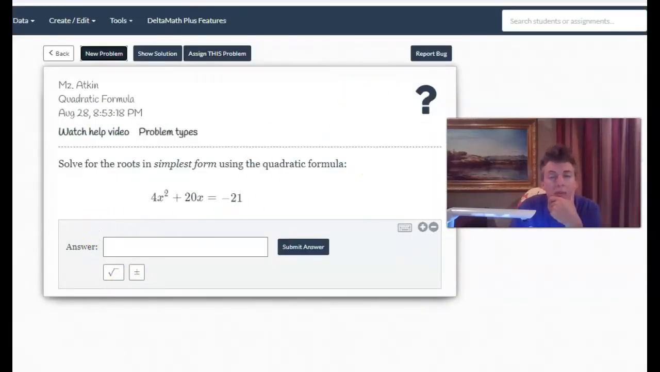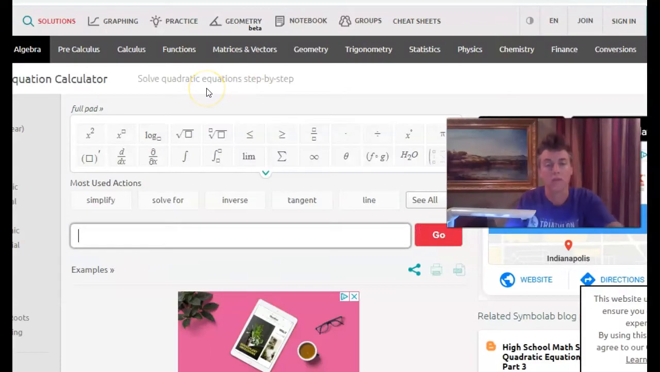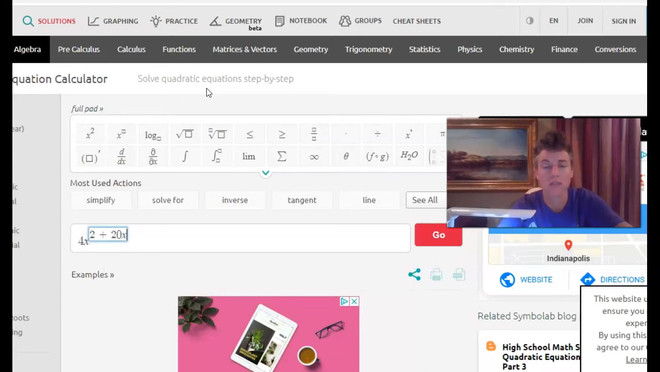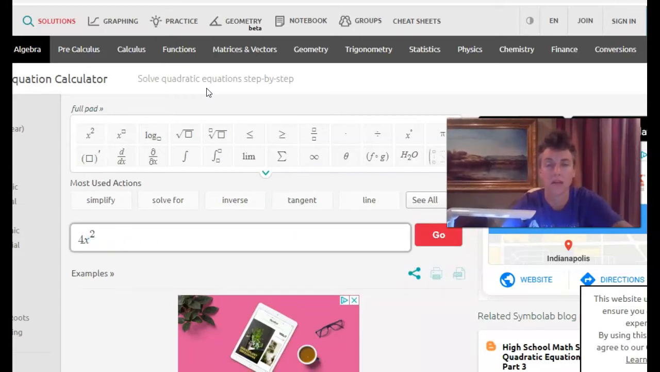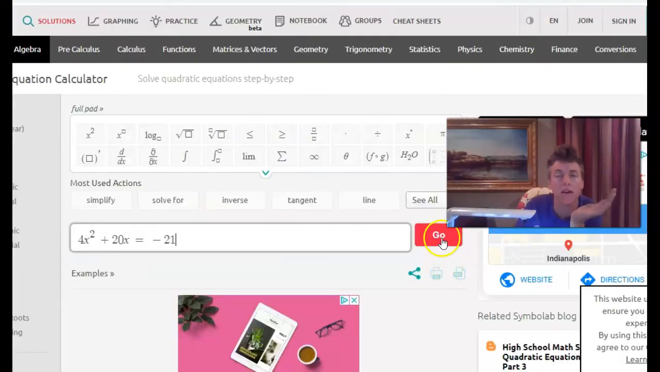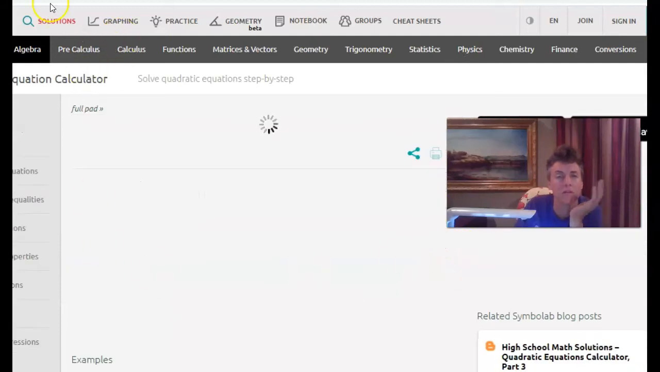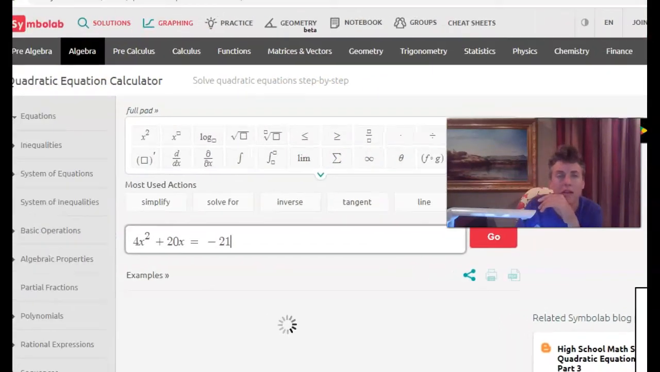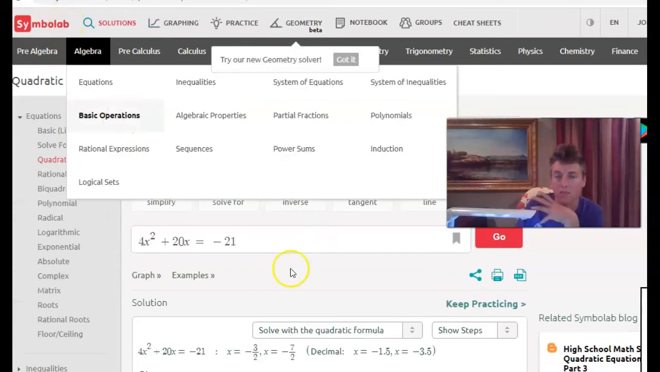4x squared plus 20x equals negative 21. Oh, see, now they're too tall. Let me just double check that that was correct. 4x squared plus 20x equals negative 21. All right, and then I'm going to press solve. By the way, Symbolab is the best. Let me move that over. Symbolab has the best calculators.